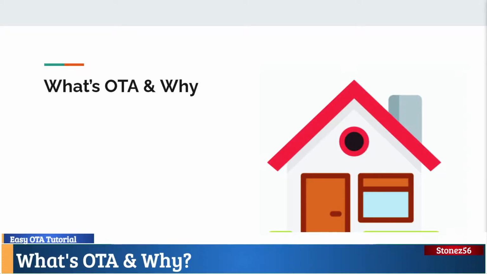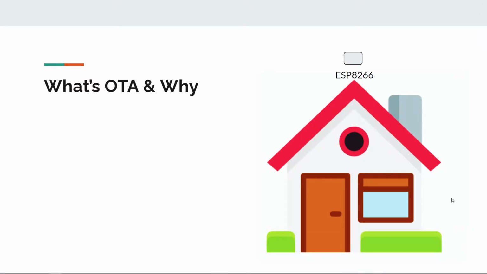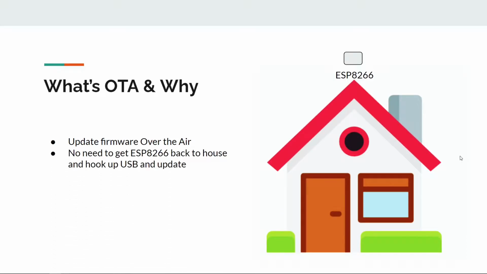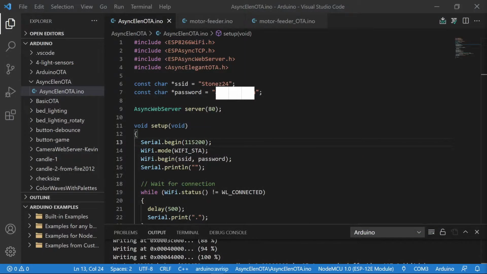Why do you need OTA? Let's say you have built an ESP8266 project and installed it on top of your roof. It'll be very troublesome to update the firmware, right? OTA stands for over the air. Update ESP8266 firmware through the browser, over the air via Wi-Fi. Let's say you modify a few parameters or update the firmware to a new version. This is very convenient, isn't it?